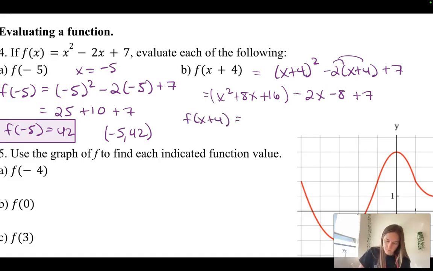Combine all of our like terms, we get x squared plus 6x plus 15.